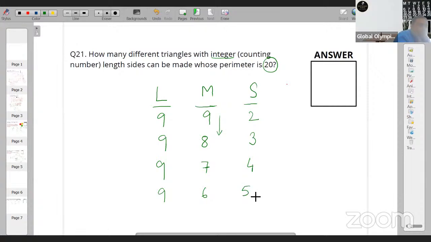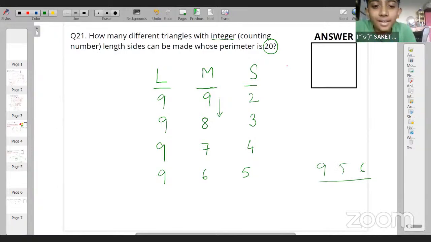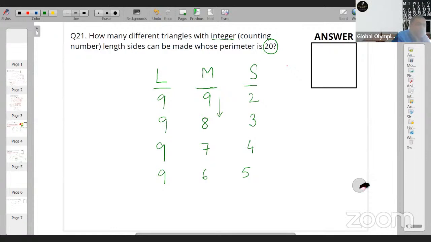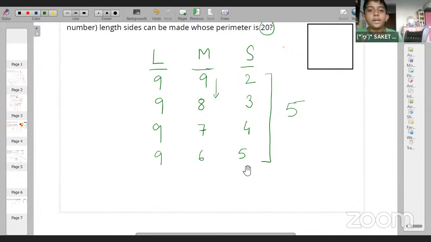Now, can we multiply this whole thing by 2? No, we don't need to multiply. A triangle with 9, 6, 5 and a 9, 5, 6 are the same triangle. We are not interested in the order of the sides because any side will be adjacent to 2 sides. If it were a four-sided shape, then the order would matter. But a triangle has only 3 sides, so it doesn't matter.